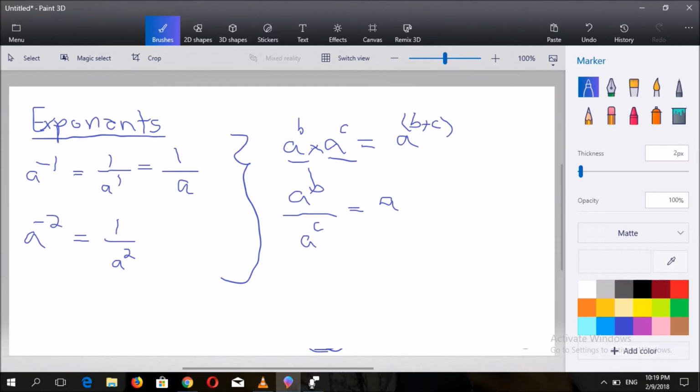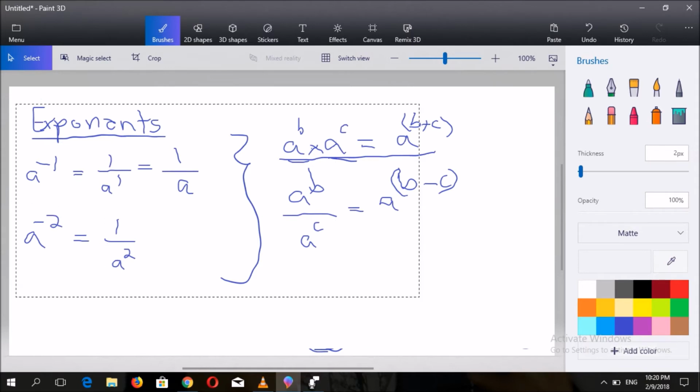How about the division? How can we deal with the division? If we have two exponents, a raised to the power b divided by a raised to the power c, so these are two exponents that have the same base. The result is going to be an exponent which has the same base a, raised to the power of b, which is the power of the exponent in the numerator, minus the power of the exponent in the denominator. So b minus c.